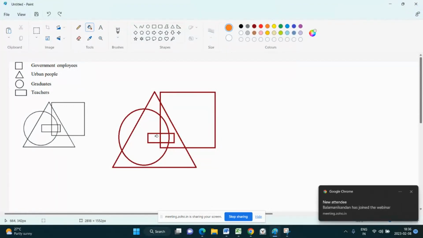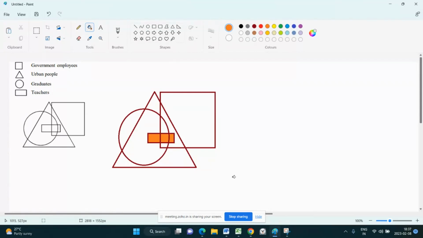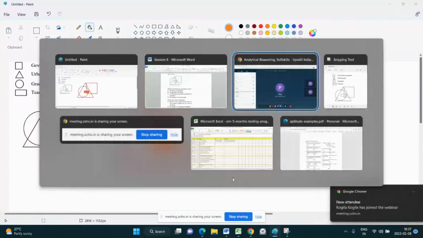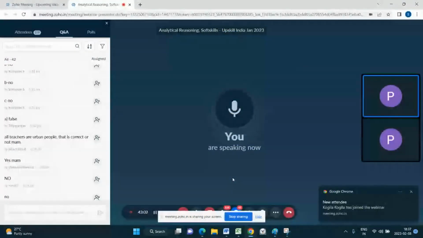Teachers are here. All teachers are urban people. They come within the triangle. This is how you have to map. This is how you have to come to a conclusion. You have to draw when the questions are asked. You should have a rough sheet to check all this.